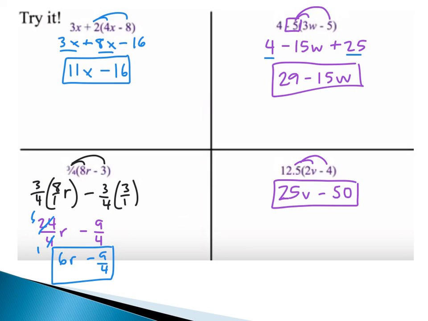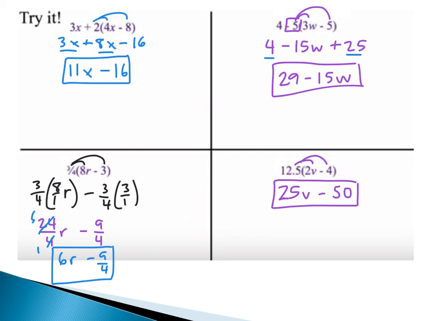Next one, 4 minus 5 times 3w minus 5. So notice the negative 5 here, not positive. So I got to distribute the negative 5. That's going to give me 4 minus 15w plus 25, because negative times a negative, positive, negative times a positive is a negative. Combining the 4 and the 25, both are positive. I get 29 minus 15w.